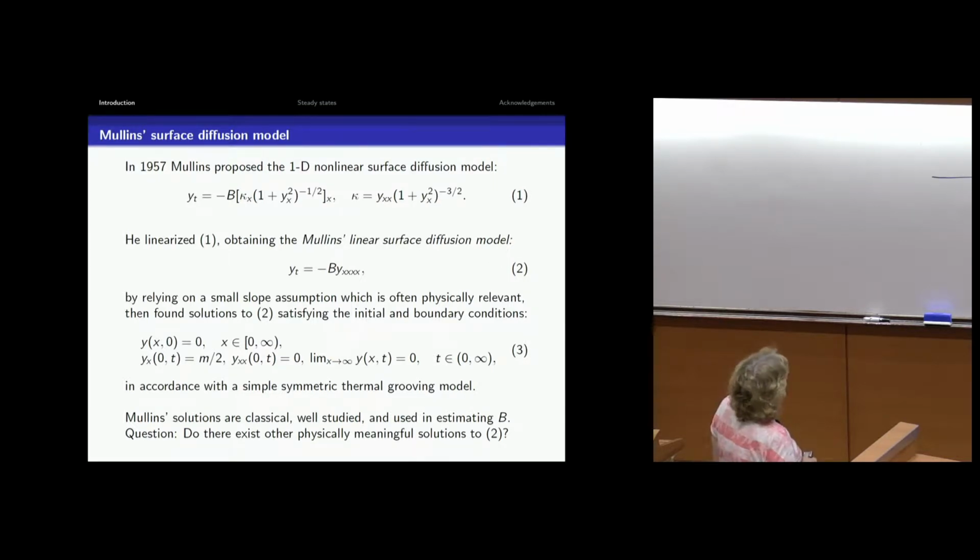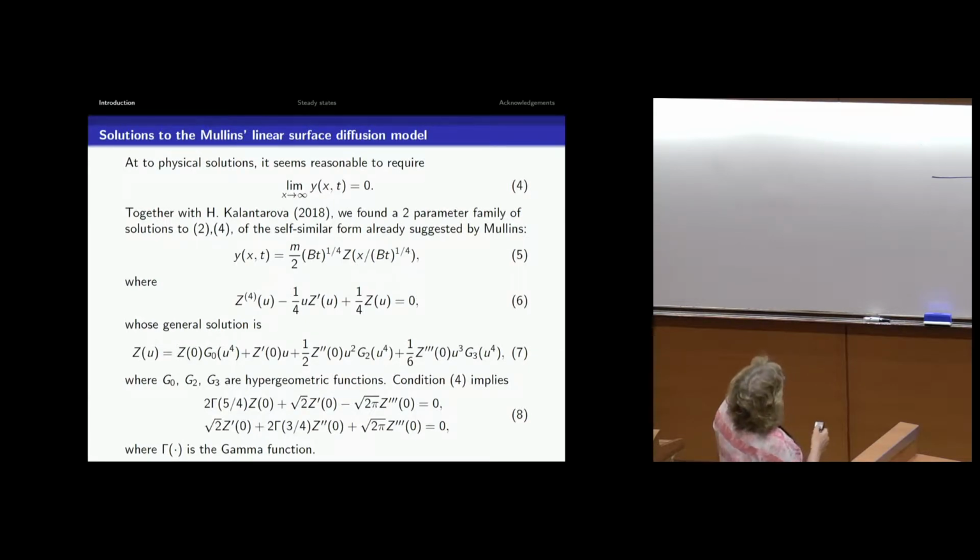So I asked the question, not knowing that on the other side of campus, Eugene and his group were doing something similar: do there exist other physically meaningful solutions to this problem? We also had another motive for looking at this. Okay, and so we want to say physical solutions, at least in a Mullins type context, are solutions that go to 0 at infinity. Even though in polycrystalline systems you don't always really want things going to 0 at infinity, it's a realistic problem formulation, which is well posed.